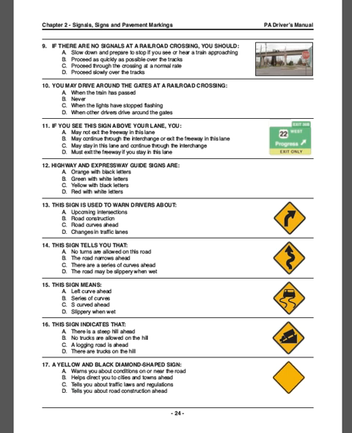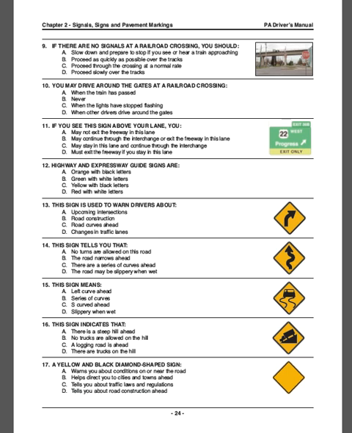10. You may drive around the gates at a railroad crossing A. When the train has passed. B. Never. C. When the lights have stopped flashing. D. When other drivers drive around the gates. The answer is letter B. Never drive around the gates at a railroad crossing.